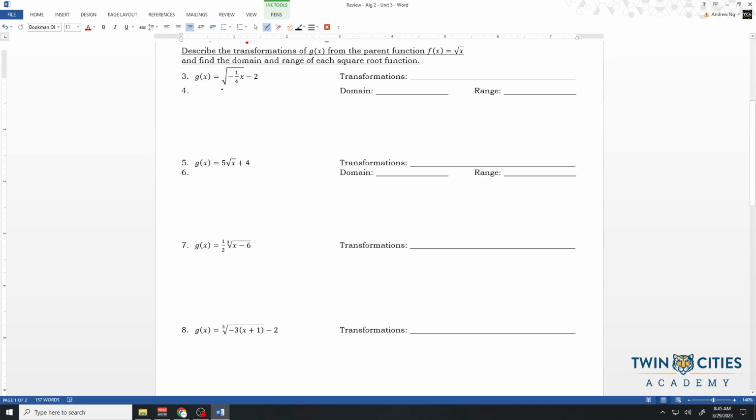So starting with number 3, g of x equals the square root of negative 1/4 x minus 2. Well, firstly, this negative on the inside, as part of this multiplier, negative 1/4 x, is going to tell me I'm going to have a reflection. Because this is on the inside, this is a horizontal reflection. So I'll begin there. I've got a horizontal reflection.